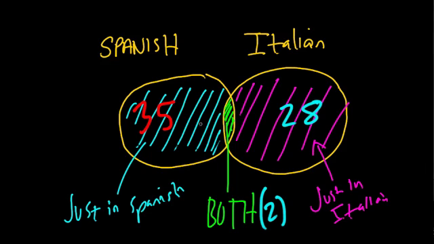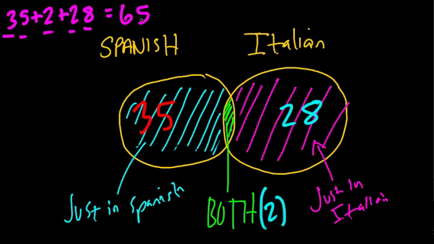Well, there are 35, right, in Spanish, plus 2 in both, plus 28 in Italian. This represents all the students that are going to these classes. We have 30 plus 20, which is 50, 8 and 2, which is 60, 5 more, 65. So there are 65 students in total. 2 are in both languages, 35 are just in Spanish, and 28 are just in Italian.